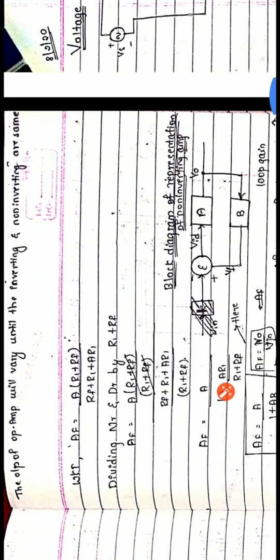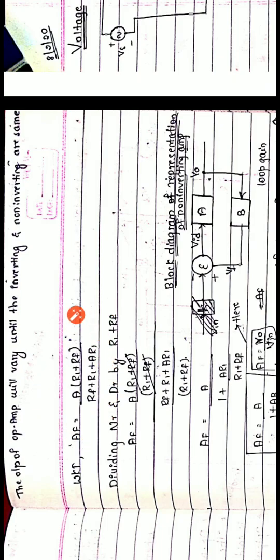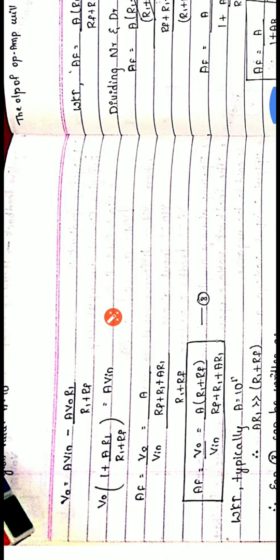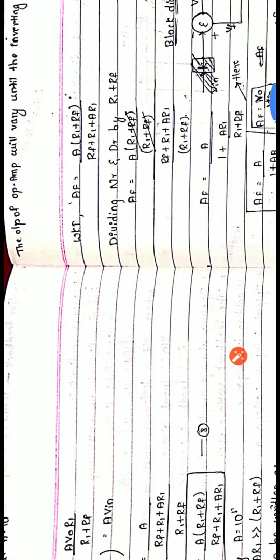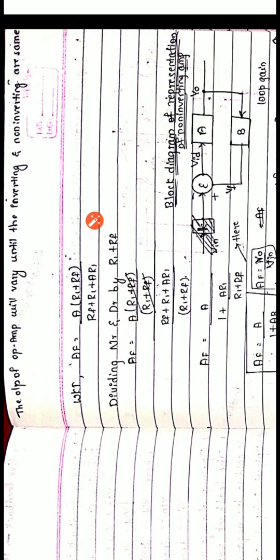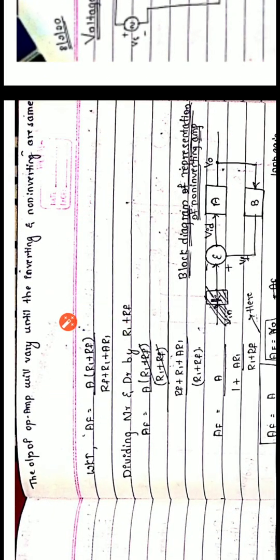So now look at this. We know that here AF is nothing but A into R1 plus RF divided by RF plus R1 plus AR1. So this expression is taken here. Now dividing numerator and denominator by R1 plus RF. If I divide both numerator and denominator, what will I get? This term and this term R1 plus RF get cancelled. In the numerator we are left with A. In the denominator we are left with RF plus R1 plus AR1 divided by this one.